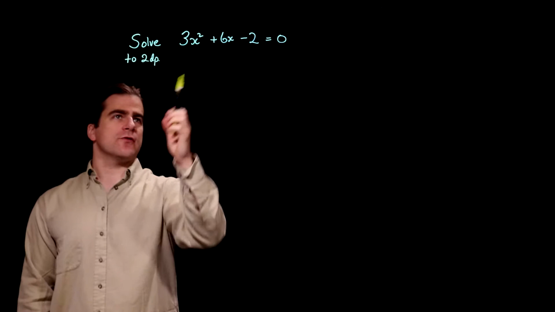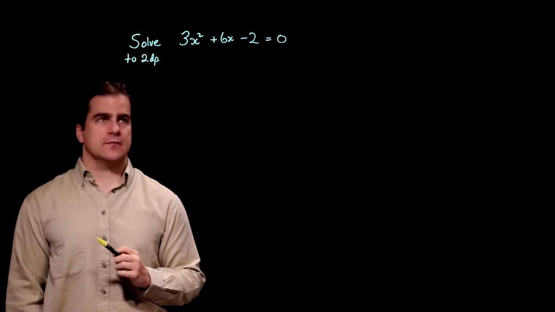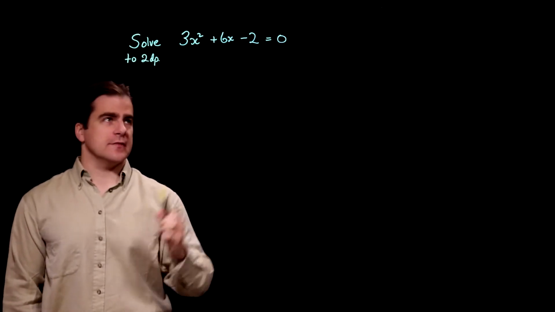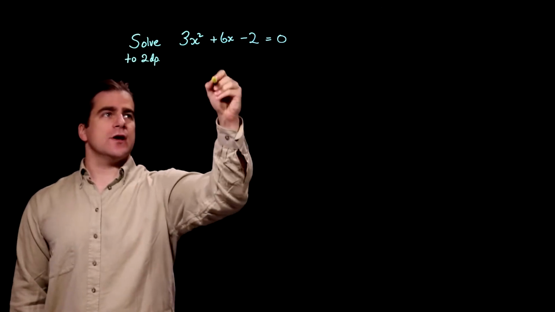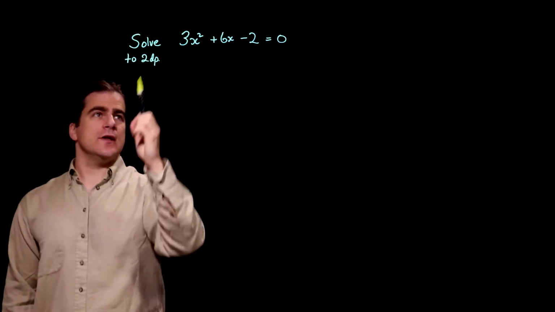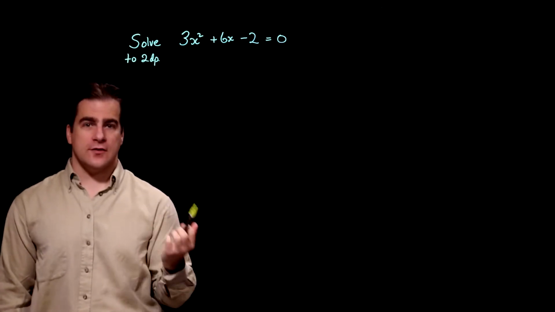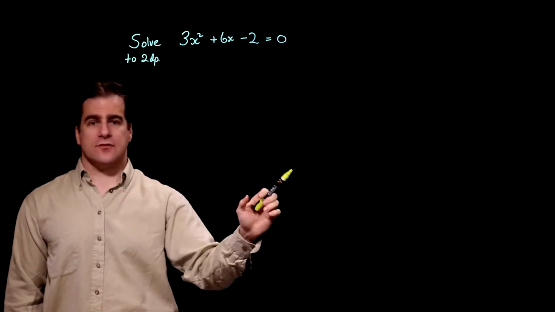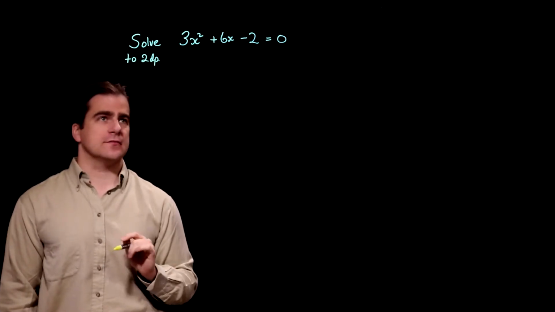Okay, we have to solve 3x squared plus 6x minus 2 equals 0 to 2 decimal places. Now, ordinarily, when you're handed a quadratic equals 0, you would check to see if you can factorize it. But we're not going to bother in this case because we know that the answer is going to be decimal. They've told us that they want the answer to 2 decimal places. So it's not going to be an integer, it's going to be a decimal. So we're going to dive straight into the quadratic formula and not even bother trying to factorize.